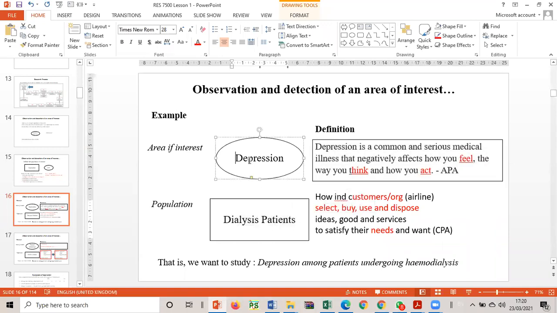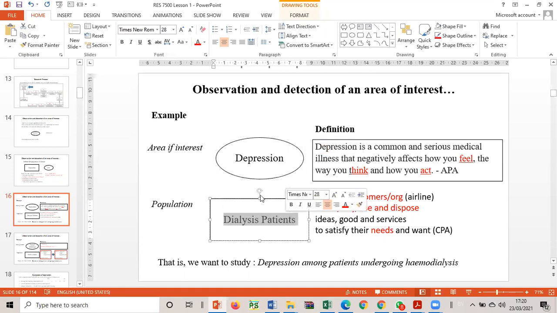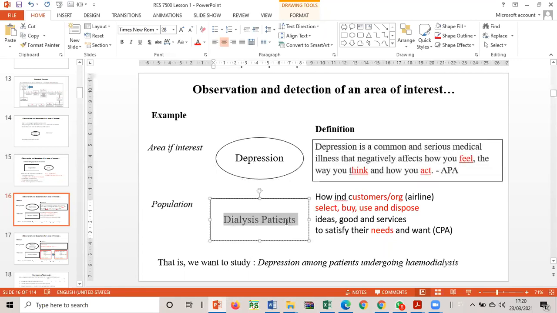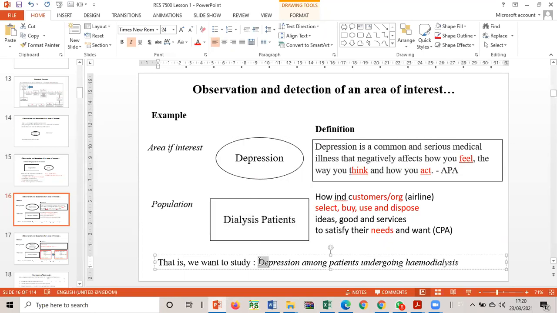Now I'm talking about this population. So what is this? It's defined: that's dialysis patients. You would define it: what are dialysis patients? Connecting these two, that is the focus of your study, and your title evolves from there. Of course, the title can evolve until the day you submit. So basically, you know what you are connecting: depression and hemodialysis.